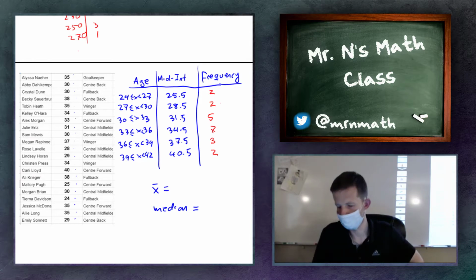14, 17, 19. Did you say there was 21 players? There should be. That adds up to 21. So 4, 9, 16. For the second one, that's 21.